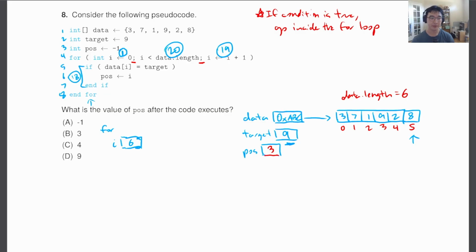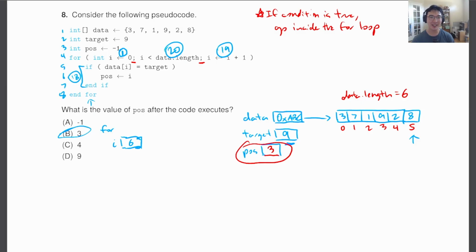Okay. So the question is asking, what is the value of POS position after the code executes? And we see it has a value right here of 3. Wow, that took a long time.